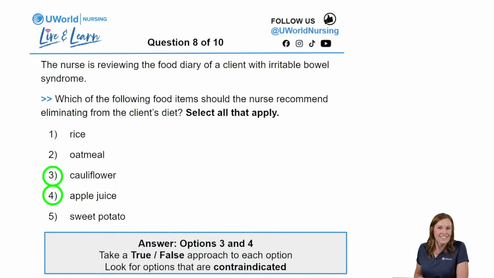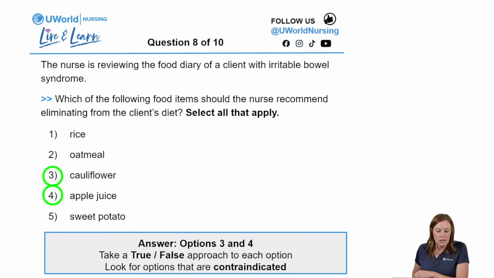So we are looking for options 3 and 4. IBS is a chronic bowel condition characterized by abdominal discomfort, diarrhea, and constipation. We don't have an exact link of cause to IBS, but there are a lot of factors that can contribute to it. So think about environmental factors, psychological factors, genetic components, things like that. IBS is typically diagnosed by ruling out other GI disorders like food allergies, intestinal parasites, things like that.